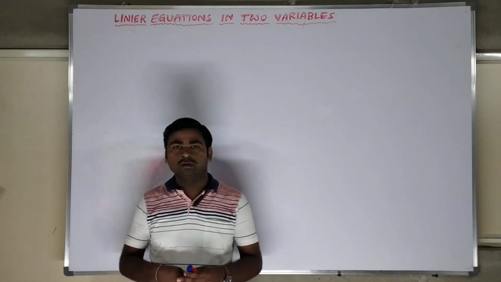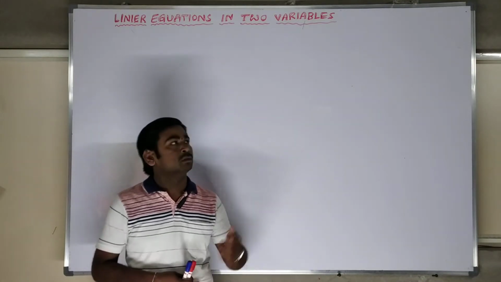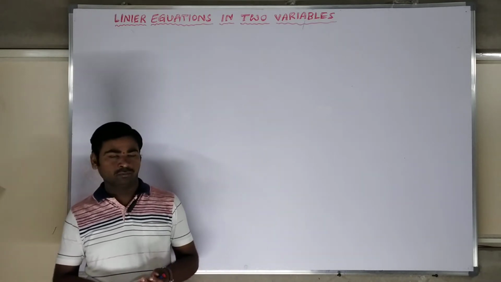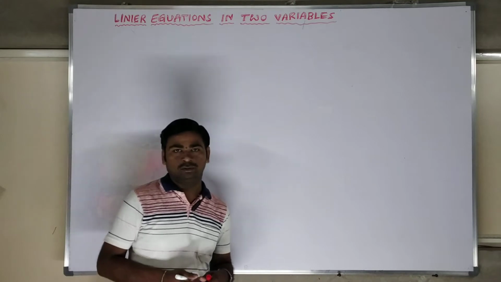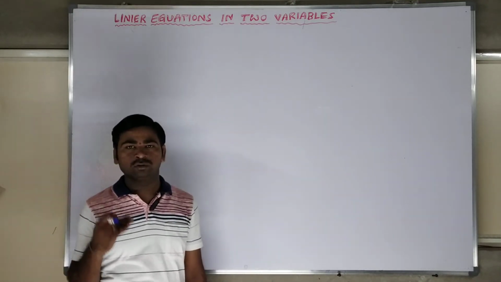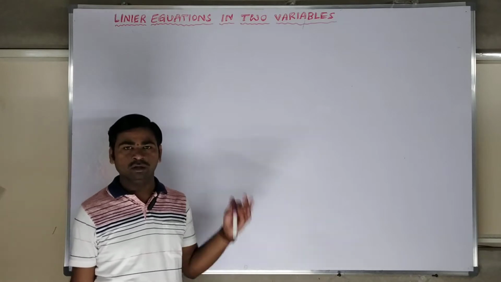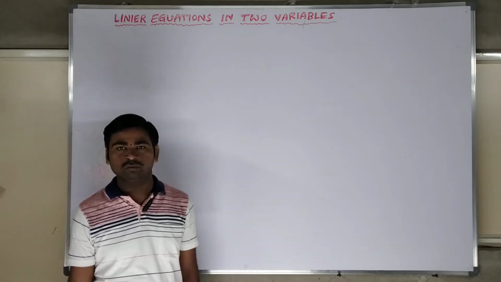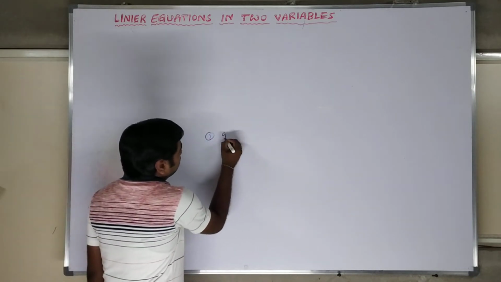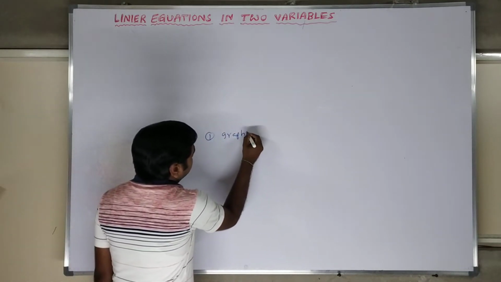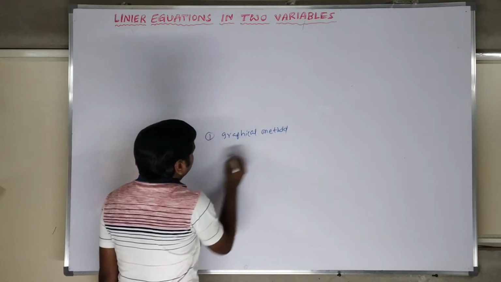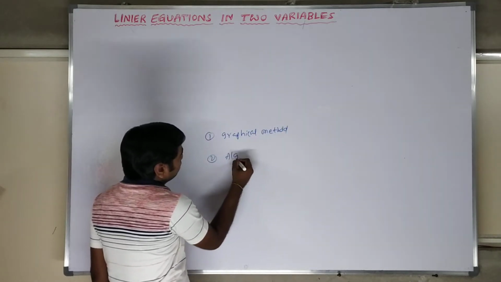Last class we already completed the graphical approach to solving linear equations in two variables. For basic understanding, when you want to solve, we want to find the zeros of two equations in two variables. We have two methods basically. The first one is the graphical method. The second one is the algebraic approach.